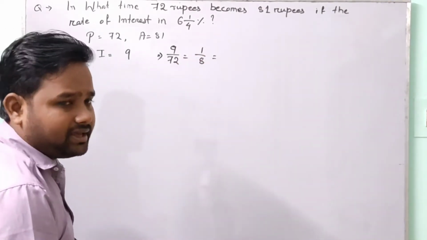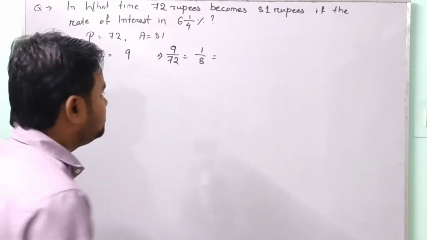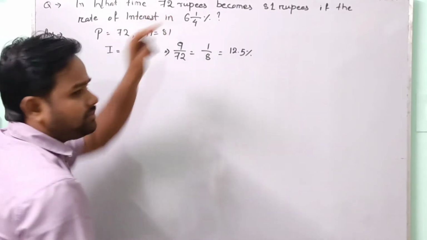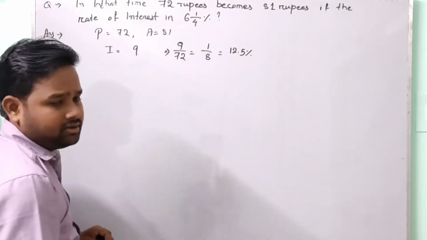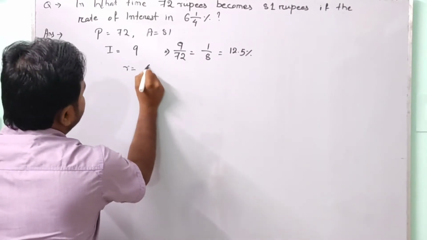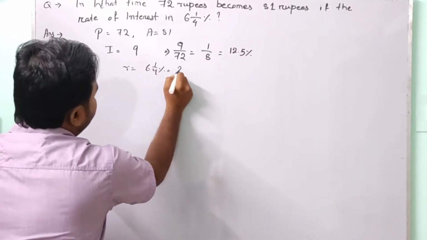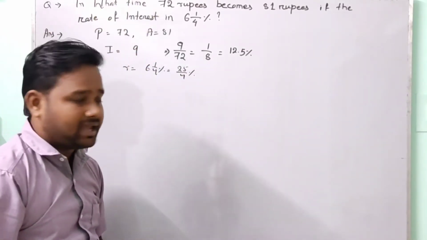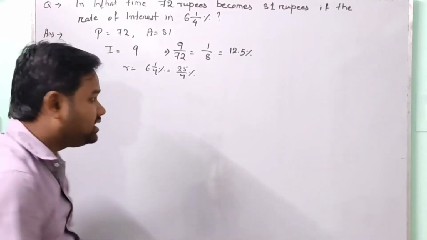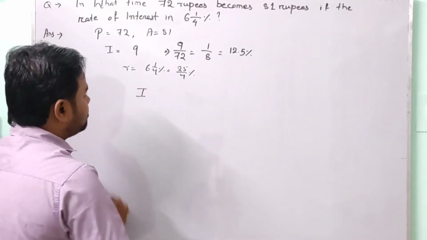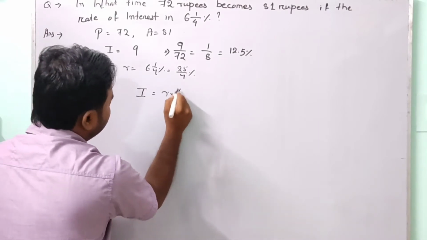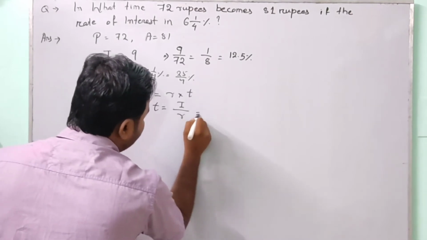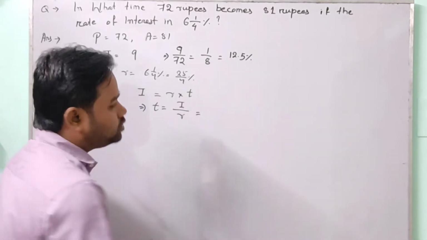So 1 by 8 in percentage is equal to 12.5%. Now the rate of interest is given as 6 and 1 by 4%. So R is equal to 6 and 1 by 4%, which is equal to 25 by 4%. And here it is required to find the time. The one formula I have already told you: the total interest, if it is calculated in percentage, is equal to rate of interest into time. So here time is required, which is equal to interest in percentage divided by rate of interest. Interest in percentage is equal to 12.5%.